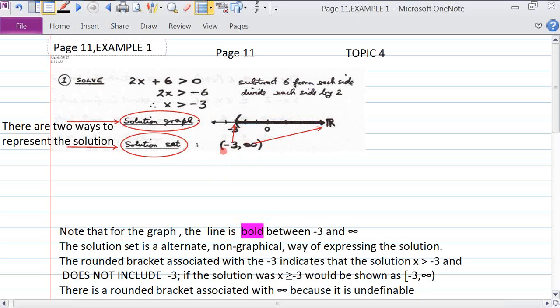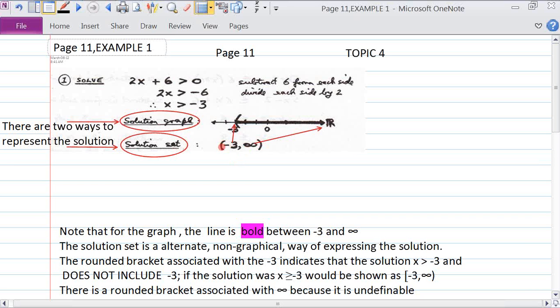Now, another way of representing this is to write that we're going from minus 3, and it can be any number bigger than minus 3. So this would be any number on this line that keeps on going. We show the infinity. So any number between minus 3 and plus infinity would be a solution set.